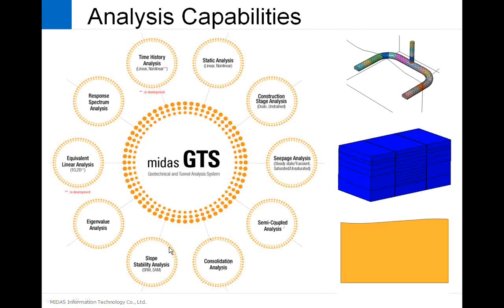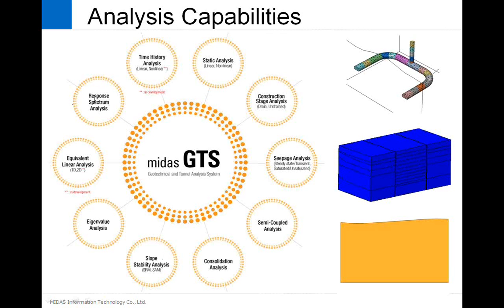In GTS, we can also do slope stability analysis, mainly the strength reduction method or the stress analysis method, which is a hybrid of our limit equilibrium method as well as our strength reduction method.